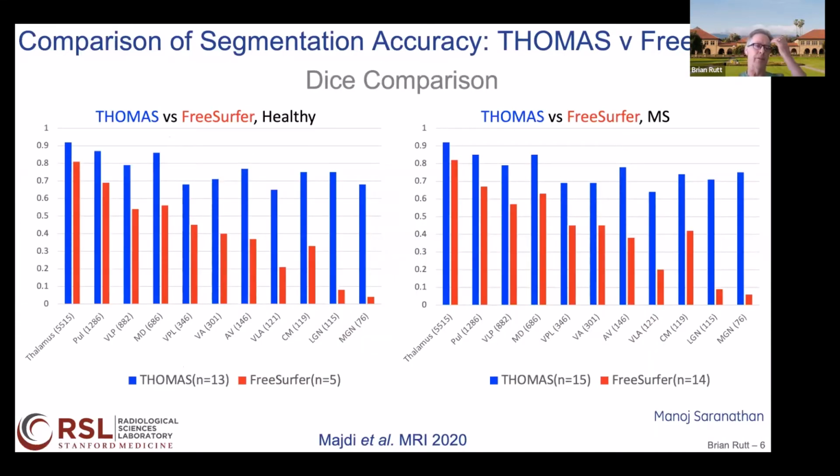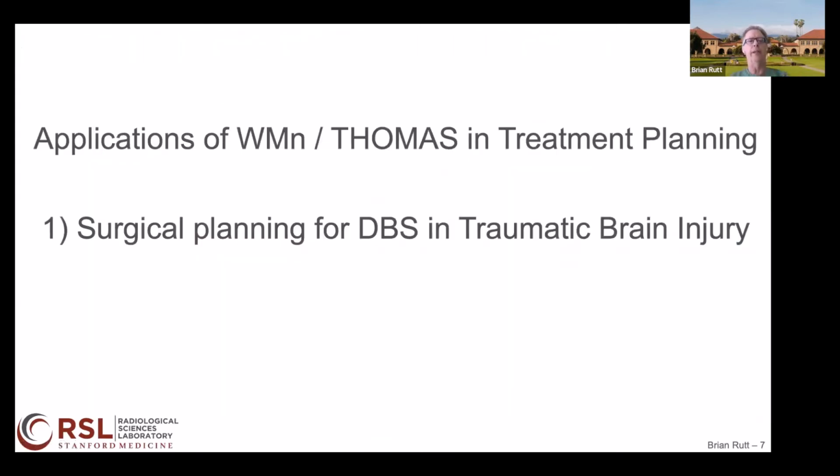I was speaking about this with Vinod recently, and he reminded me that similar data was in his group's paper, their first deep learning approach to doing thalamic segmentation, where they compared ThALAmus and FreeSurfer in a group of healthy subjects and a group of MS subjects. So we like the ThALAmus algorithm. We like our version of the white matter nulled MP range, and we've been using it in a few applications since that time.